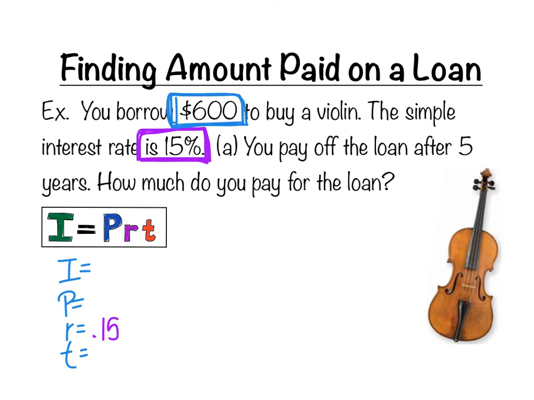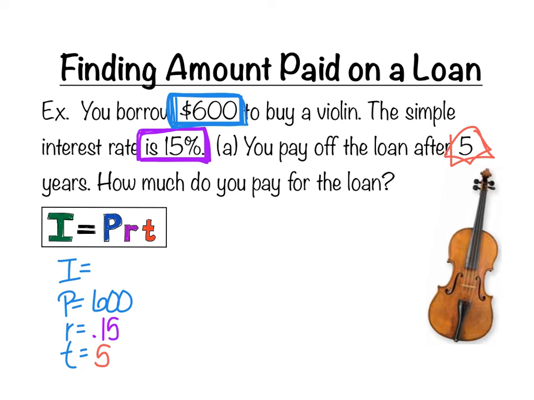The amount of money that you borrow or put into the bank, this time we're borrowing, is always called the principal. It's the amount that we start with. Okay, so the $600 is the principal. It says you pay off the loan after 5 years. So that 5 is going to be our time. How much do you pay for the loan?